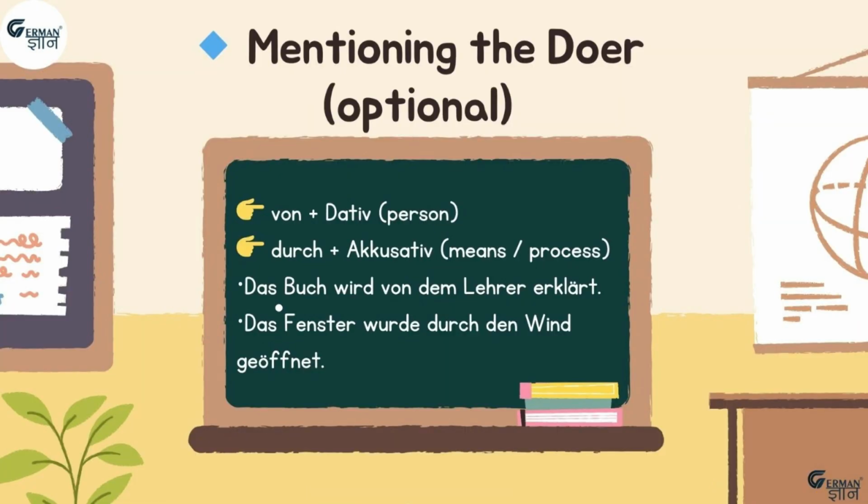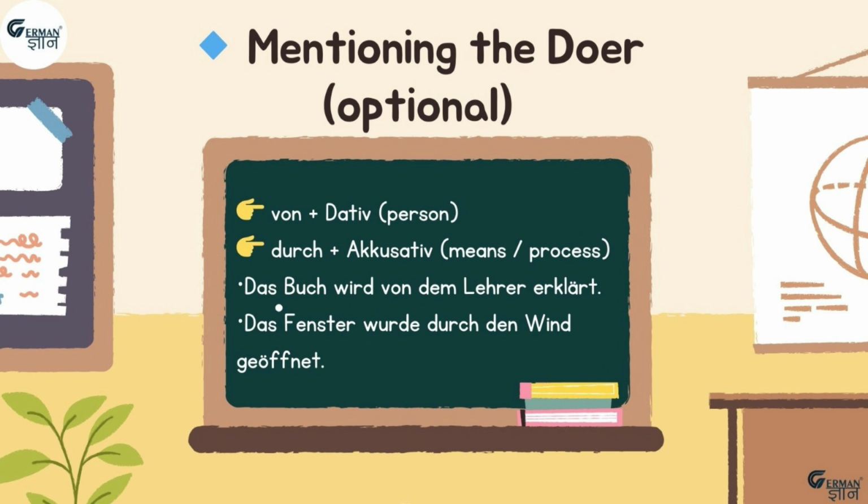And in passive voice, when you want to mention the doer, means the person who is doing the work, which is optional, so you can use von and durch. Now when you are using von, after that you have to use dative case, and we use von when we want to show who has done the work. And when we use durch, at that time we have to use accusative case, and it means the means or the process of doing that work.